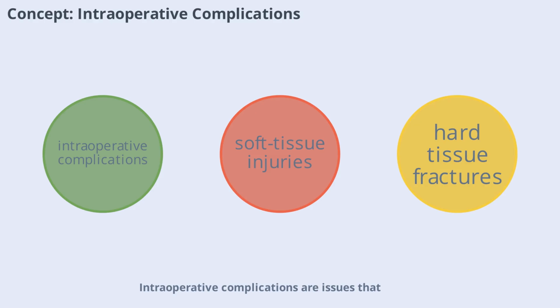Intraoperative complications are issues that arise during the surgical procedure itself. These include soft tissue injuries, hard tissue fractures, displacement of teeth or roots, instrument breakage, and TMJ injuries. Understanding intraoperative complications is essential for prevention and effective management. Surgeons must be vigilant, skilled, and prepared to address these challenges promptly.